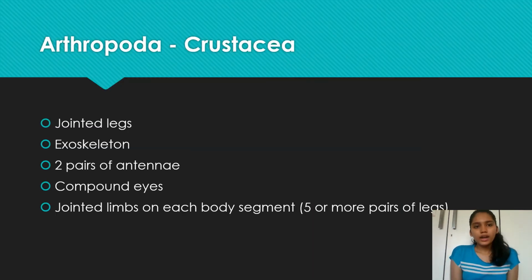And we're getting to arthropoda. So we have Crustacea. Pretty much the same features as arthropods: jointed legs, exoskeleton, compound eyes, jointed limbs on each body segment. So if there are 5 body segments, they have 5 pairs of legs. So usually 5 or more pairs of legs, which means 5 or more pairs of body segments, and they have 2 pairs of antennae.